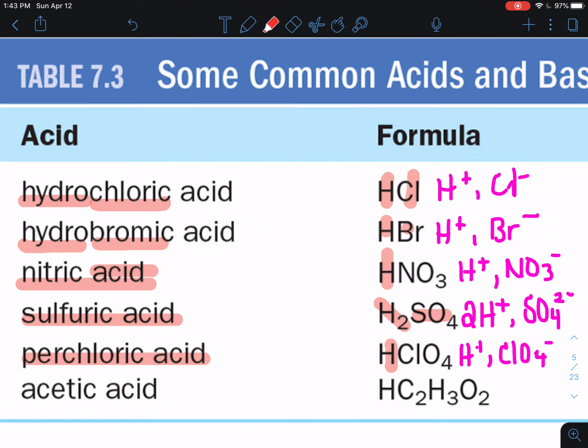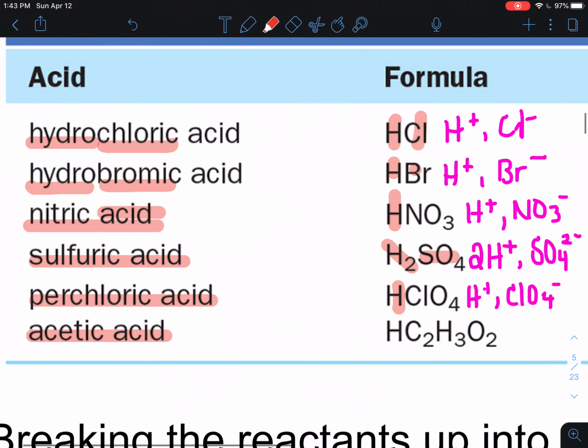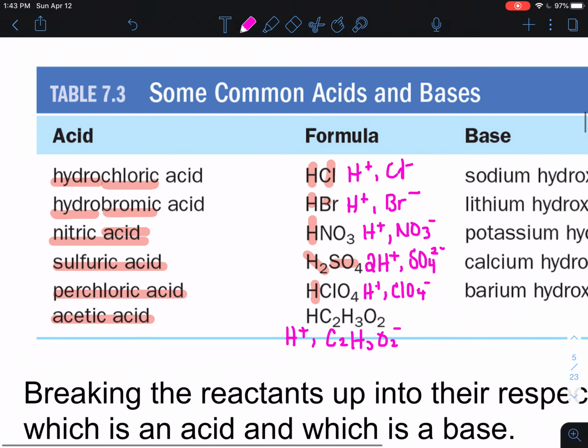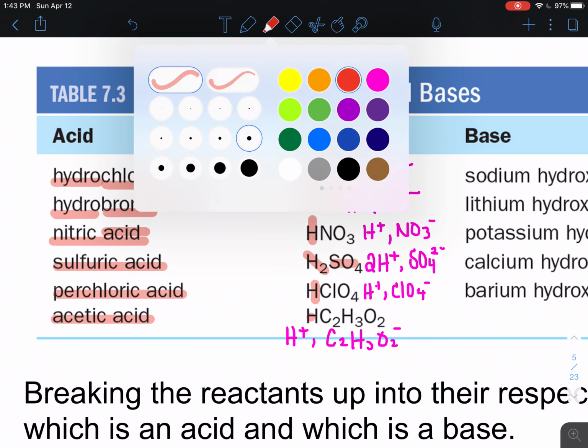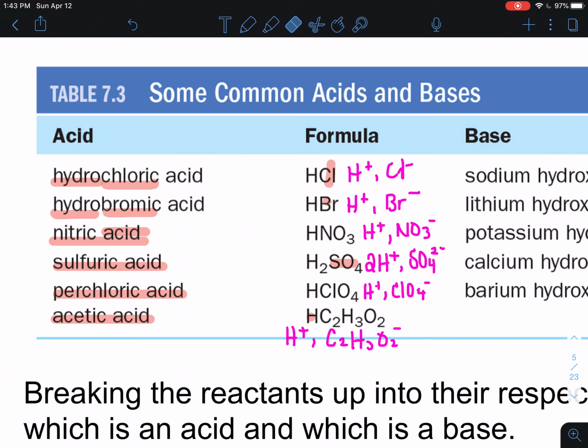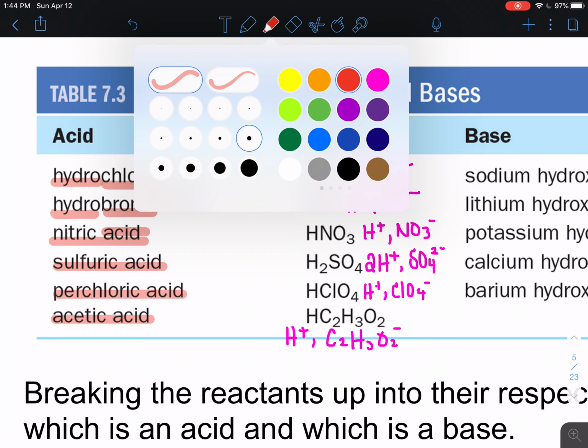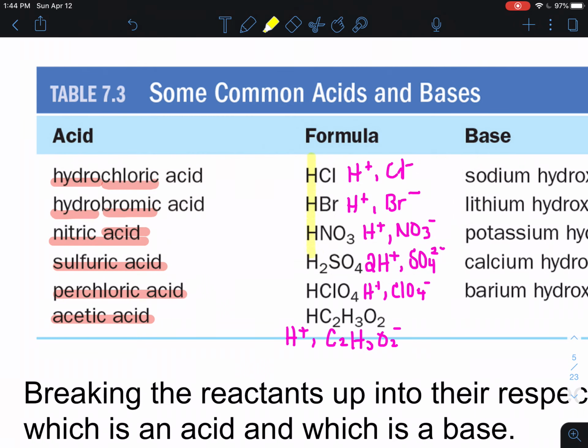And then another common one is acetic acid, right here, and that's going to ionize into H+ and acetate, which is a polyatomic anion, all right? So again, the take-home message with all of these acids, and I'll do this in a different color so you can see what I'm talking about, is that they all have H right there. Once you see that H up front, think acid, pretty much, okay?